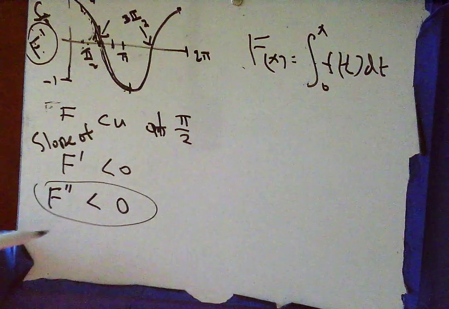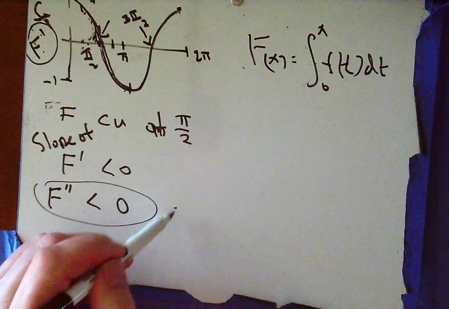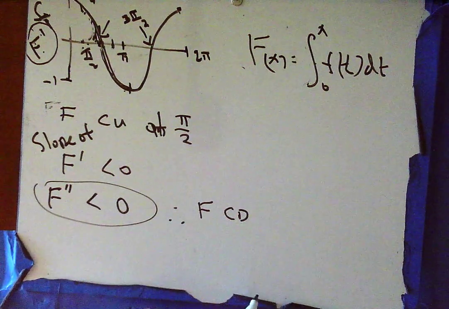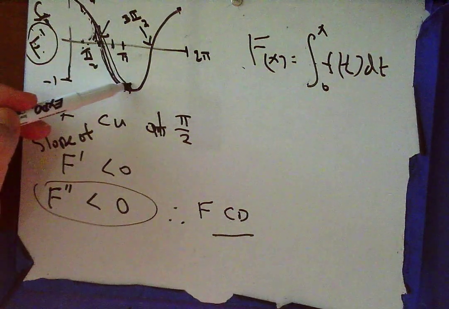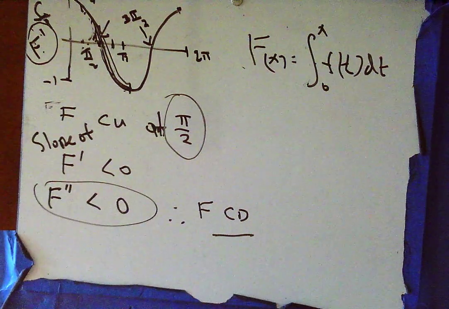And what do we know about that? Well, if big F double prime is less than 0, we know that big F is concave down. So big F is going to be concave down from 0 to pi, which includes pi over 2. So this was also false.